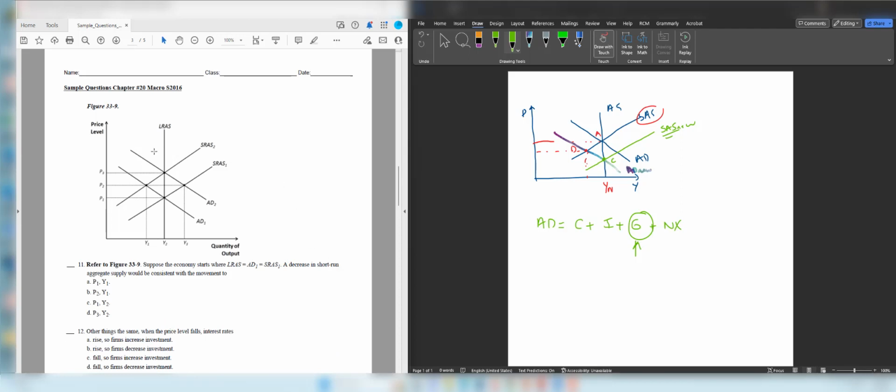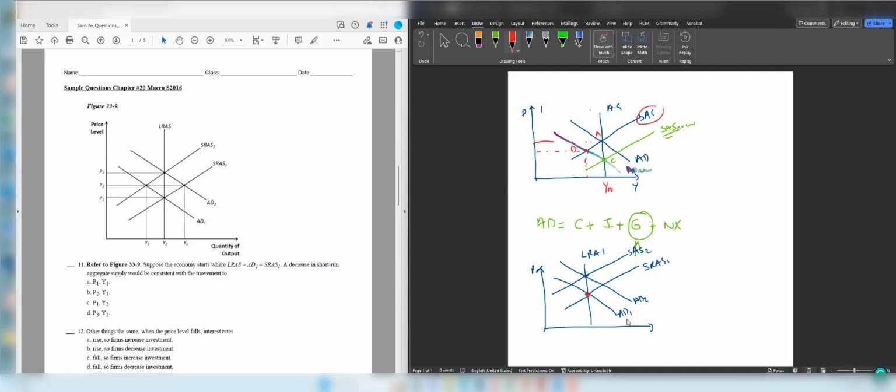Question 11. We are given again short-run and long-run aggregate demand and aggregate supply curves. This is the AD-AS model. Suppose the economy starts where long-run aggregate supply equals AD1 equals short-run aggregate supply 1. So let's draw the curves here to answer this question. We have prices, and this is my long-run aggregate supply curve, and then you have AD1, and then you have SRAS1, and also you have AD2, and you have short-run aggregate supply curve 2, SRAS2.